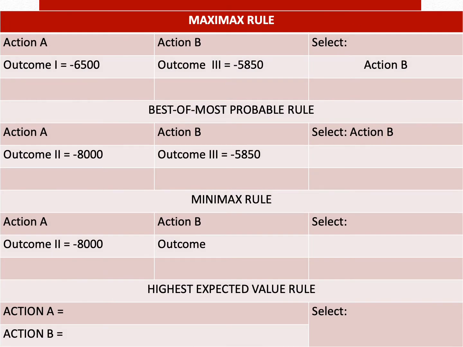Now we move on to the minimax rule, where we choose the outcome with the lowest utility. For action A, it's outcome 2. This has the lowest utility. For action B, it's outcome 4. That one has the lowest net utility. We then choose which of the two has the highest utility. So for this one, it's action A.